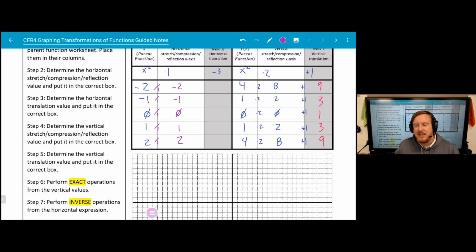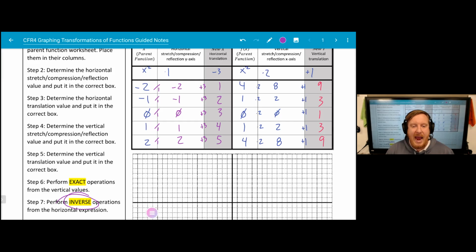So we've done the inverse operation. The inverse, this says it's x minus 3. So we do the inverse operation there, the inverse operation of subtraction is addition. I'm going to add 3 to all of these. -2 plus 3 is 1. -1 plus 3 is 2. 0 plus 3 is 3. 1 plus 3 is 4. And 2 plus 3 is 5.